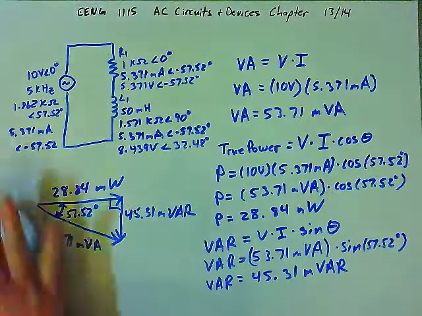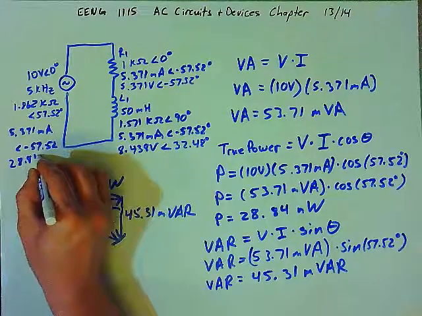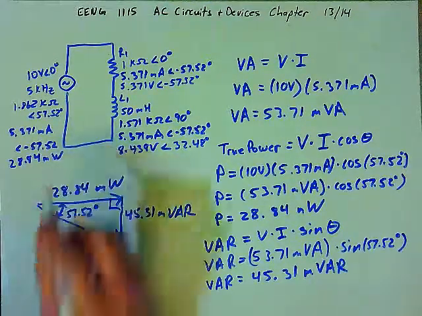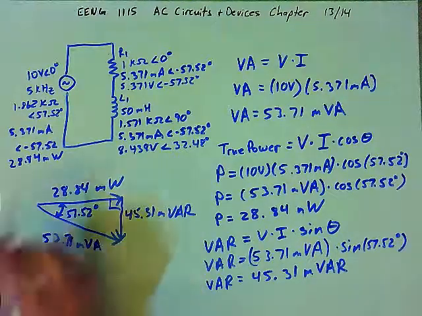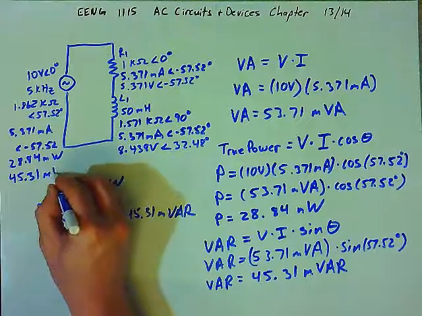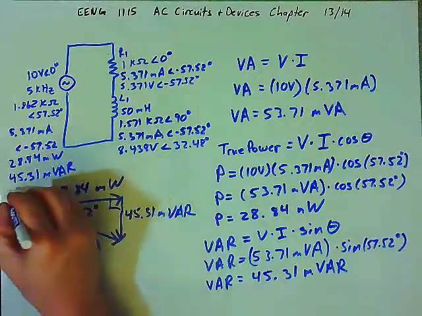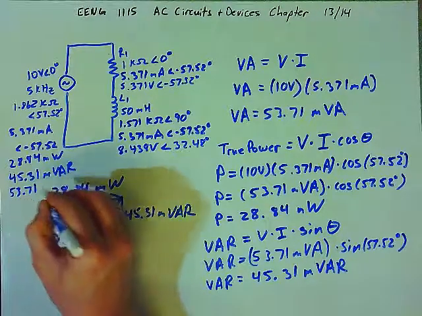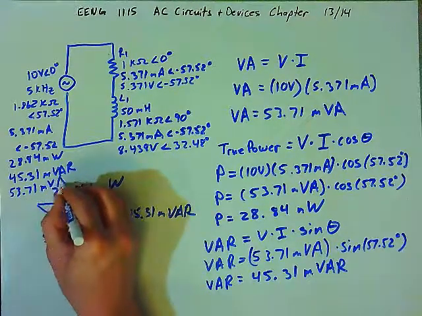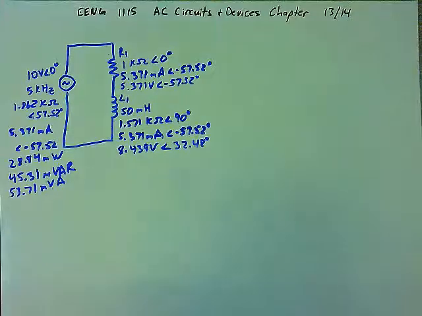Let's record these three values over here by the source. The true power was 28.84 milliwatts. The VARs was 45.31 millivar. And the volt amps is 53.71 millivolt amps. So those are the three components of the power associated with this circuit. Now let's look at the power associated with just the resistor.